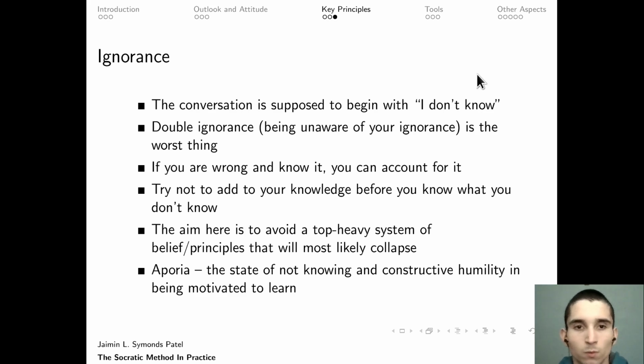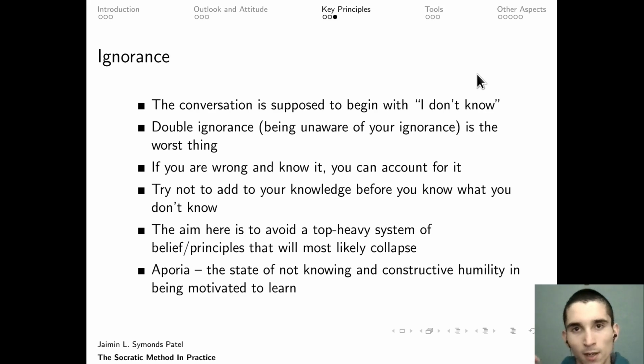And so we have a Greek word here called aporia, which is the final note on this principle. Aporia is the state of not knowing. And only from that state can we get a kind of constructive humility in being motivated to learn, because only from humility can we say, well, then I must learn, right? Only in humility do we get the notion of not knowing and seeking knowledge, because only in arrogance do we say, I have no need to learn.